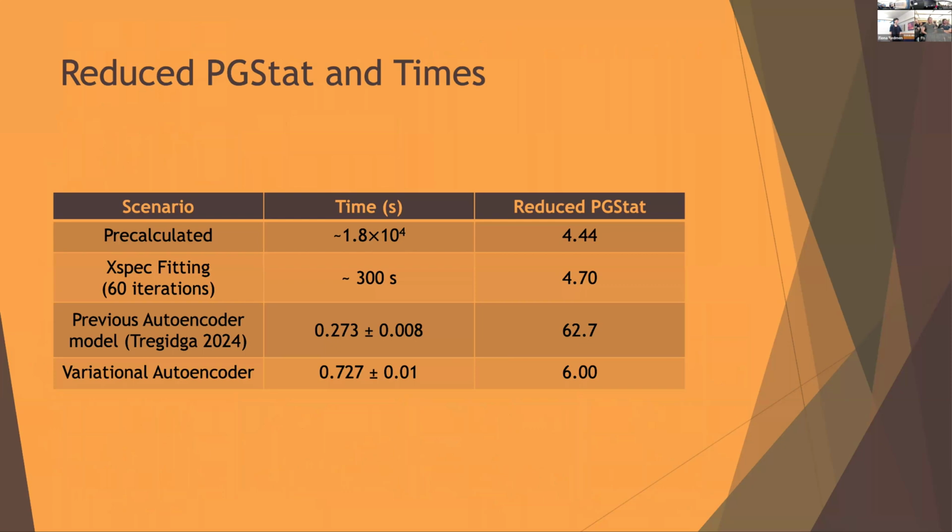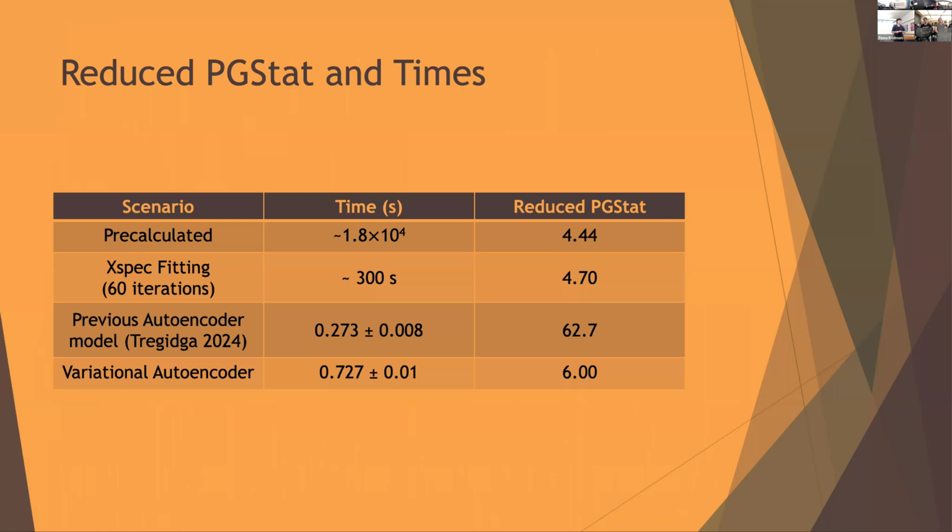And then finally, we have the reduced PG stat, which essentially measures how good the reconstruction is. Our pre-calculated values give us a reduced PG stat of 4.4. So this is a good reference point. The time isn't so relevant here because this is a really rigorous method of calculating the parameters, so it's going to take a while. But this XSPEC fitting takes about 300 seconds for 60 iterations and gives us a similar reduced PG stat. So this is a good reference point.